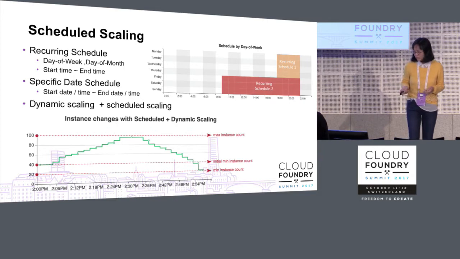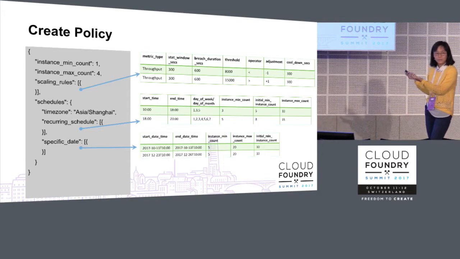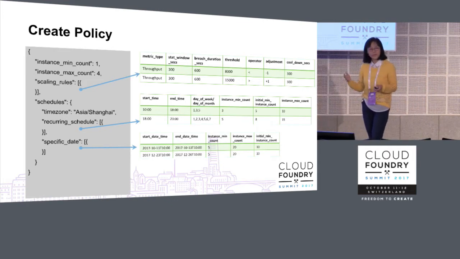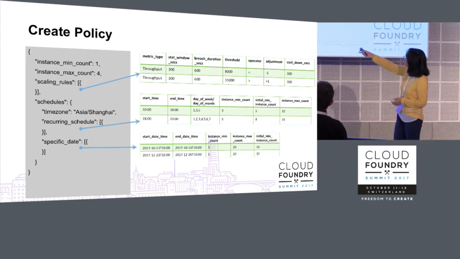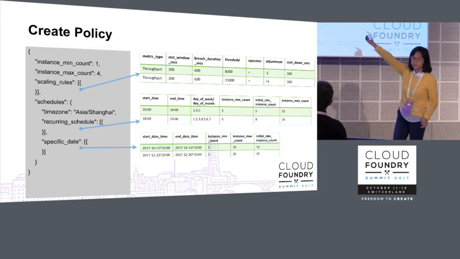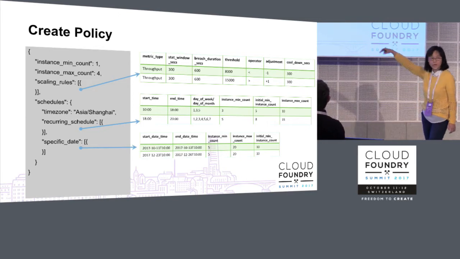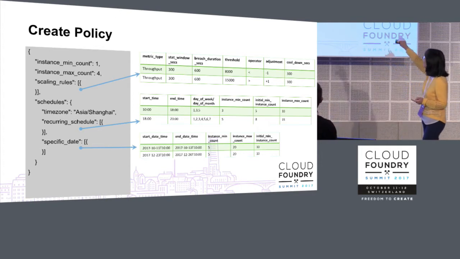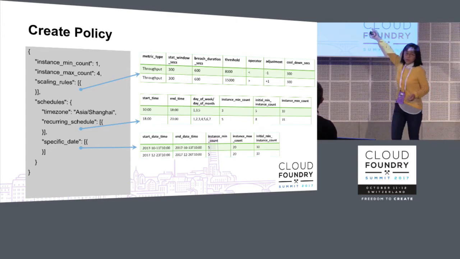Okay. So yeah, here it is our policy definition. It should be a JSON file. I extracted some tables here just to make it pretty and clear to understand. Here in the JSON definition, first of all, you need to define the minimal instance count, max instance count, and scaling rules. This works as default. And then you can optionally define the schedules. And in the schedule, you define the time zone, and define the recurring schedule and specific day schedule in the table here.